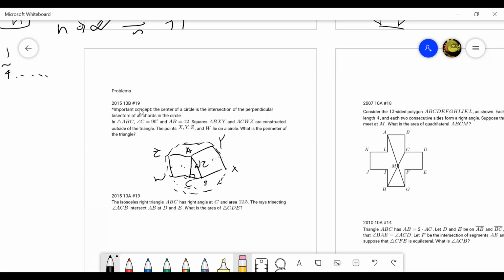And the reason why this is the case is that the perpendicular bisector of XY is obviously going to pass through the midpoint of XY, and since it's perpendicular to XY, it's going to be parallel to AY and BX because it's a square. So it's like the horizontal line of symmetry of the square. So obviously it passes through the midpoint of AB as well. And then for WZ, for the same reason, it's going to pass through the midpoint of AC.